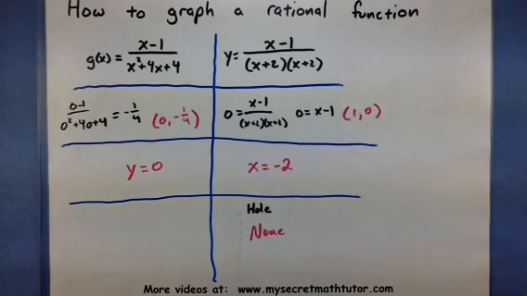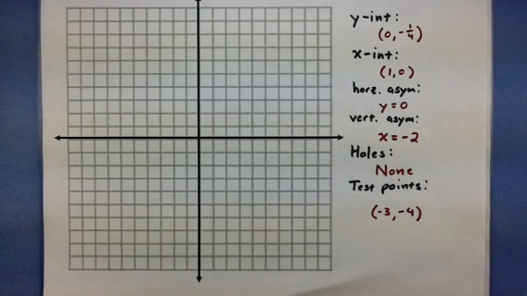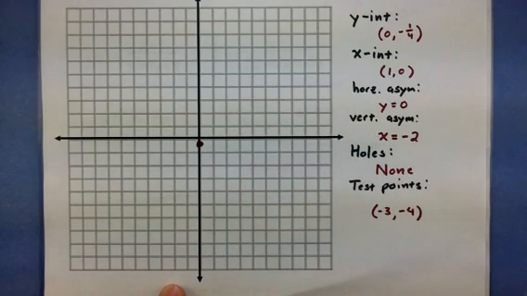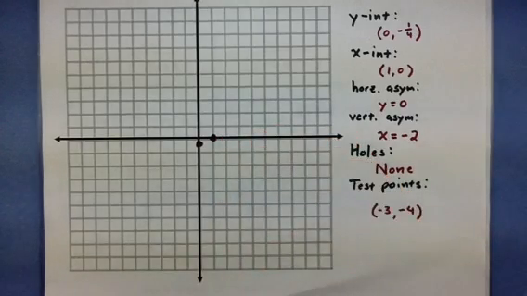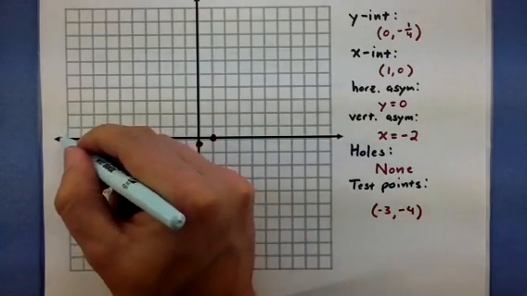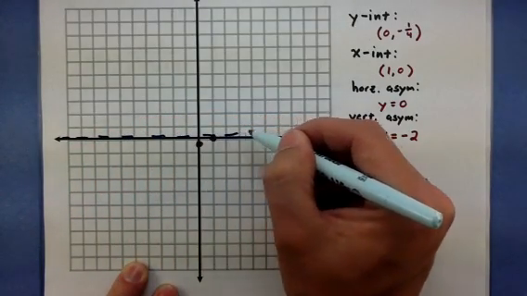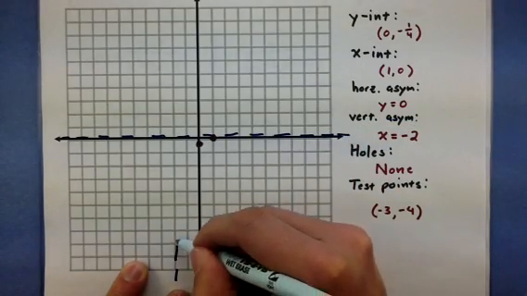So as we go to graph this, you can see that I've already copied over a lot of information. Let's go ahead and start putting these on the graph. So I have a y-intercept at (0, -1/4). So put a big old dot right there. I have an x-intercept at (1, 0). Put another point right there. Now we can start plotting out our asymptotes. So we have this horizontal one at 0. We have a vertical one at -2.